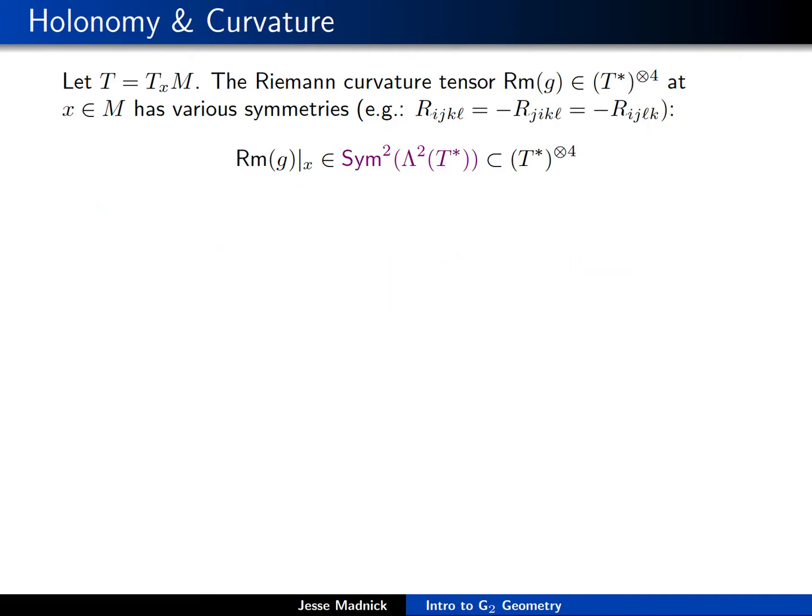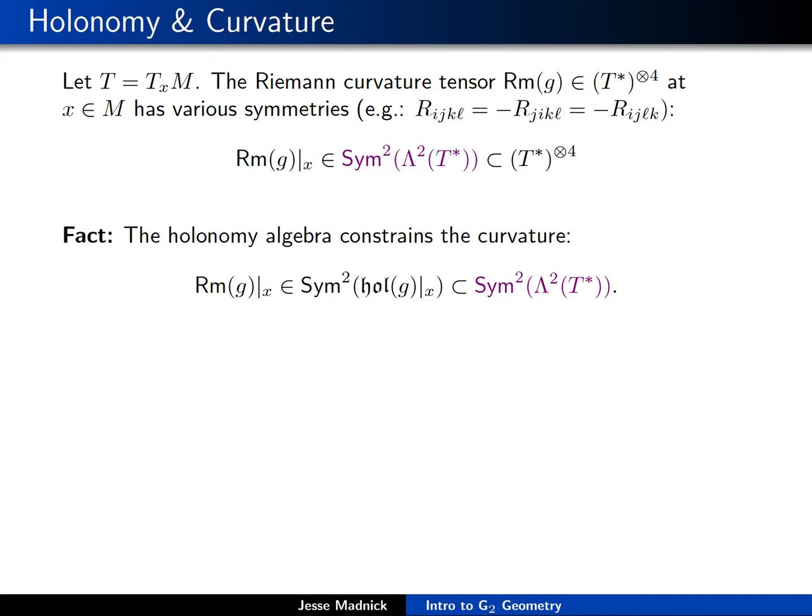Okay, how is the holonomy related to the curvature? So for simplicity, let T denote the tangent space at a point x. The Riemann curvature tensor is a 4-tensor, but it has various symmetries. For example, if you interchange the first two indices, you get a minus sign. If you interchange the third and fourth indices, you also get a minus sign. You can swap the first two with the third and fourth indices. So the Riemann curvature tensor is not just a 4-tensor, it at a point lies in this specific subspace Sym²(Λ²T*).